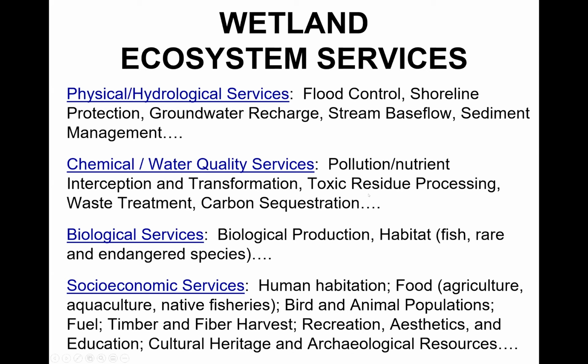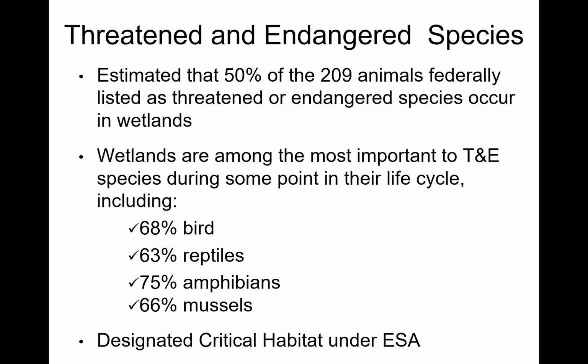And then I'm going to throw in a fourth category, which I refer to as socioeconomic services. These are services related to human habitation. People actually live in wetlands, like the Cajuns. We get food from wetlands. We derive benefit from the bird and animal populations that live there. Some people use wetlands to harvest fuel, timber, and fiber. We recreate. We use wetlands for aesthetic and educational purposes, and wetlands are important for cultural and archaeological resources.